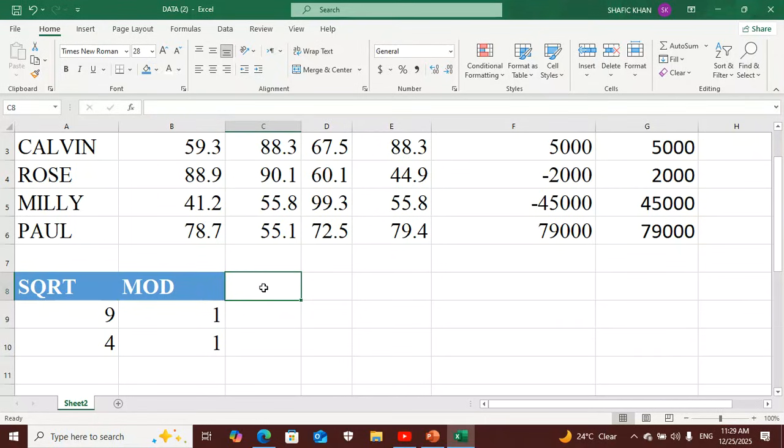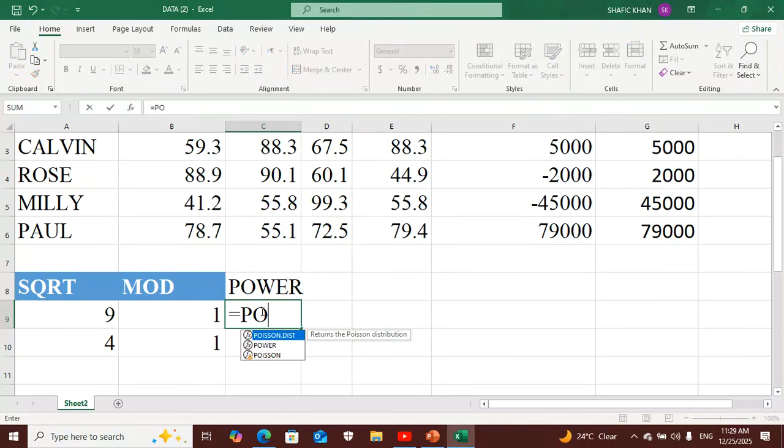Let's look at the power here. How do you find the power? And this exponent, of course, indicates how many times a base number is multiplied by itself. For example, we may talk about equals power. Okay, equals power.